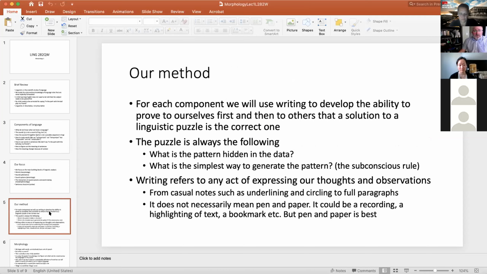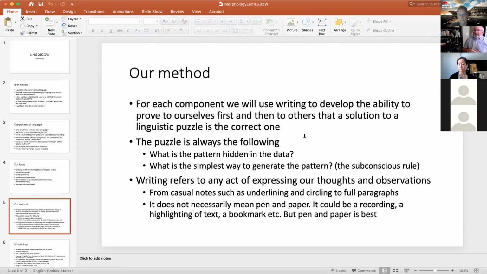We use a specific technique of teaching linguistic analysis, which is based on data sets that have hidden patterns in them. And we teach students how to observe these patterns, how to describe them, and how to analyze them, because through the analysis of these patterns, we get to these subconscious rules of knowledge of language that I was talking about.